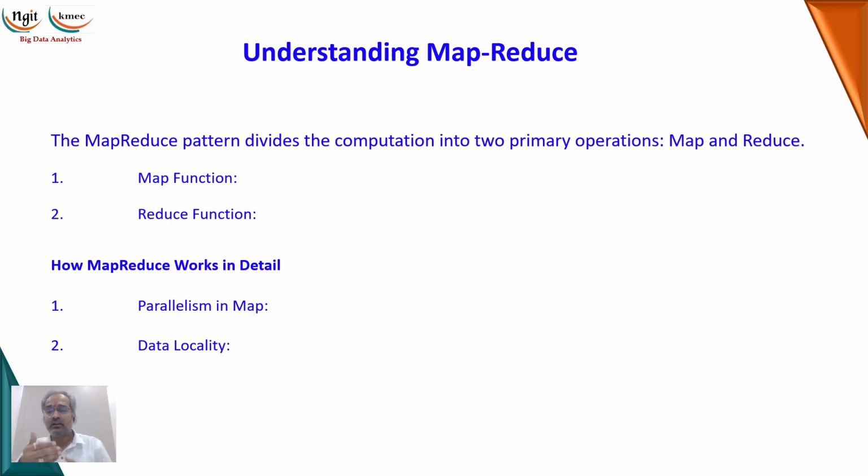So where the data is available, there the process will be executed in most cases. But of course, in some situations it may not be possible. The function may be available somewhere and the data somewhere else. So the data, or at least some part of the data, has to be transferred. The minimum transfer is possible in this case. So all these are the areas.